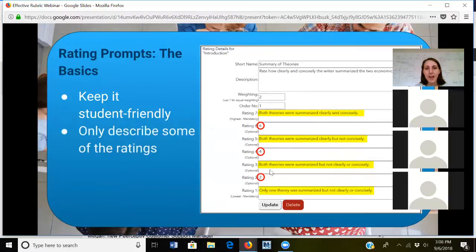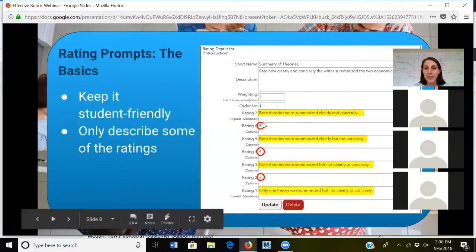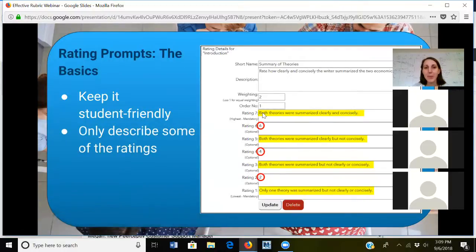Ratings 7, 5, 3, and 1 all have descriptive sentences. Ratings 2, 4, and 6 are just numbers. If we look at it more closely, rating 7, both theories, this is for an introduction. So this rating prompt is looking at how different economic theories were summarized in an introduction. The description says, rate how clearly and concisely the writer summarized the 2 economic theories. So if we look at the ratings now, rating 7, both theories were summarized clearly and concisely. This is the ideal, but you would know that most students are not going to be at a level 7 on the first assignment at the beginning of the semester, for example.